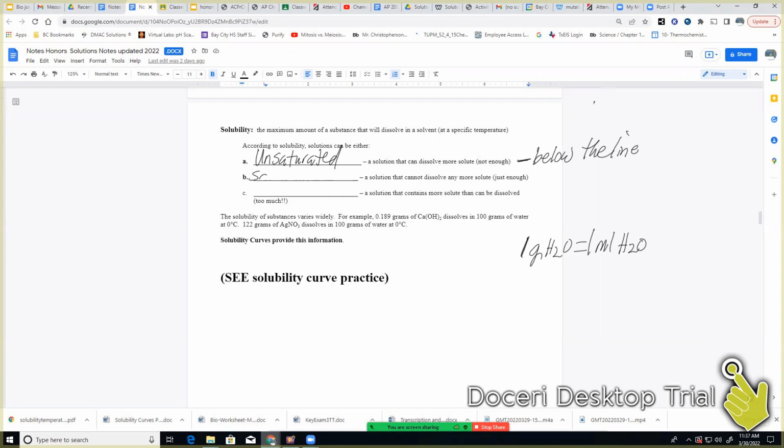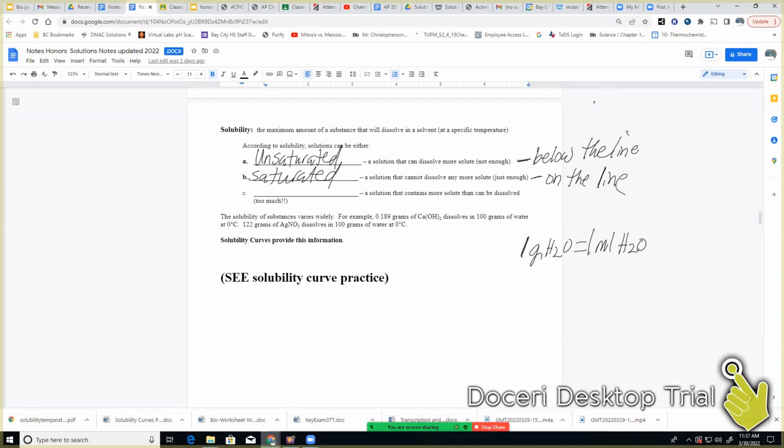And then if it is a perfect solution, we have a saturated solution. And that means that you have just enough solute to handle all of the solvent. And that would show up on the line in a solubility curve.